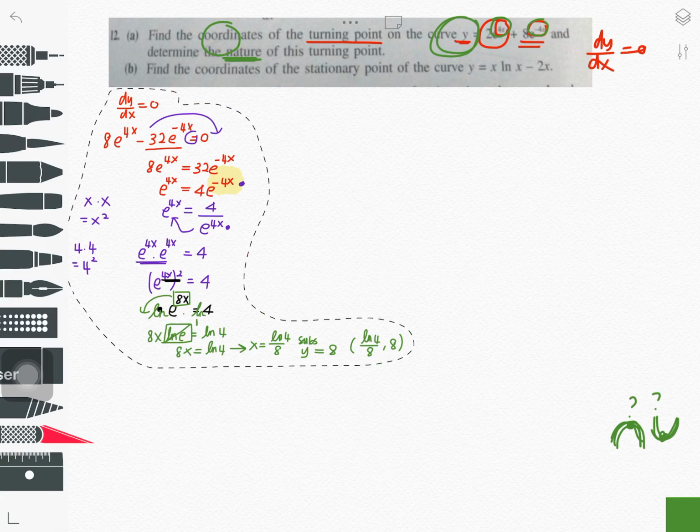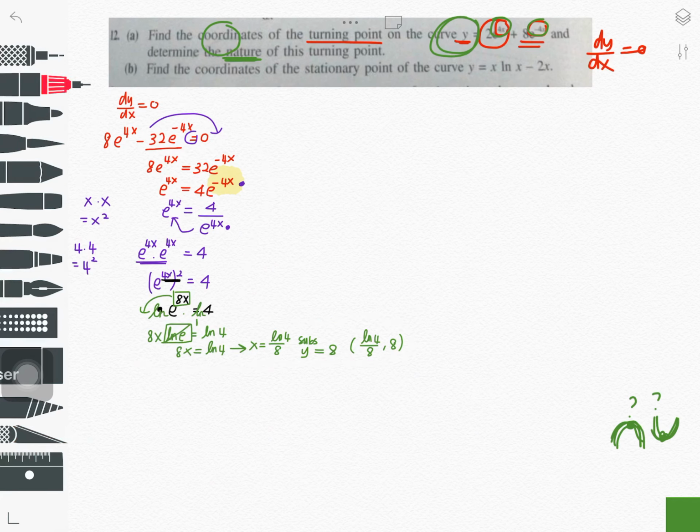So let's keep this solution here. Now, to do the second derivative, this is my dy/dx, right? So I will start from here. d²y/dx² is equal to, simple, take the power, bring it in front, 32e^(4x) plus, what is 32 times 4? 128 e to the power negative 4x.